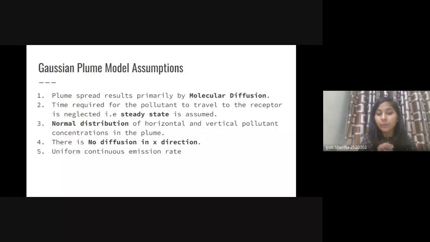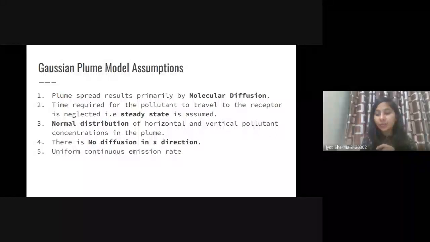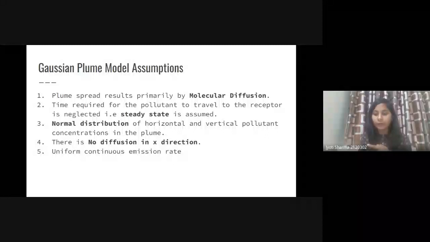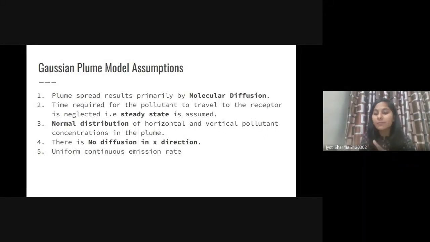But if we are talking about the x direction, then we are assuming that there is no diffusion in the x direction, but the wind is moving, and this wind is pushing this plume in the x direction. So there is molecular diffusion only in the y direction and the z direction, but not in the x direction. The x direction is nothing but the direction in which the wind is flowing. Okay, so this was the first assumption.